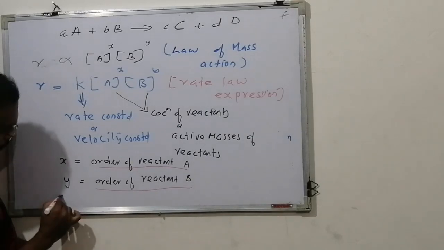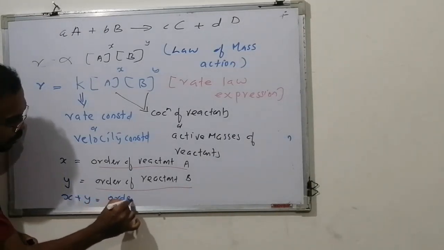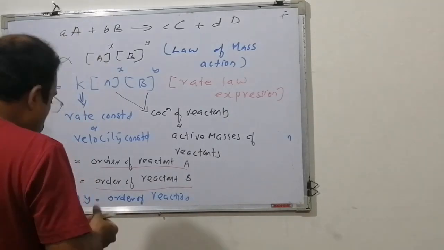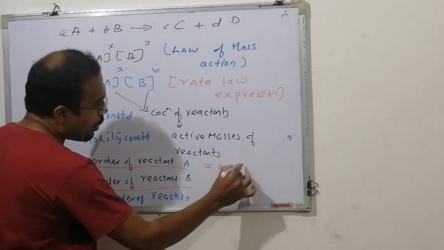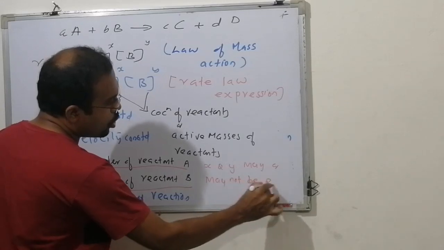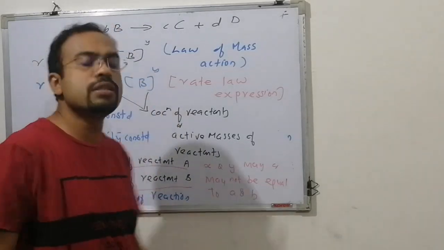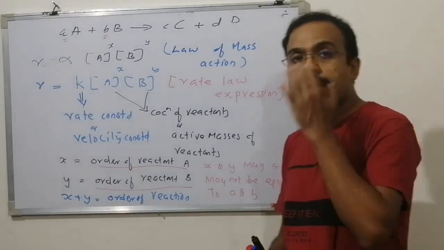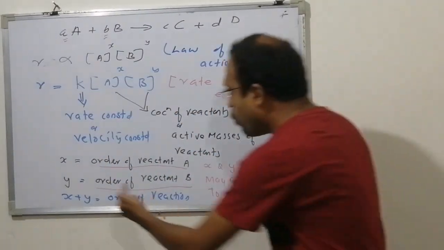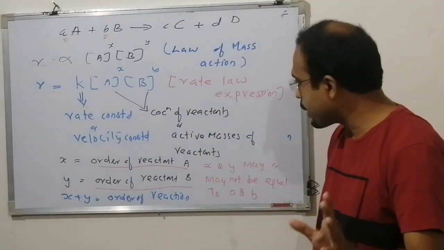What is X plus Y? Dear student, please remember what X plus Y is: the order of the reaction. Now, I will tell you one point. X and Y may or may not be equal to small letters a and b. Very, very important concept I am going to explain here. X is the order of reactant A. Y is the order of reactant B. X plus Y is the order of reaction.